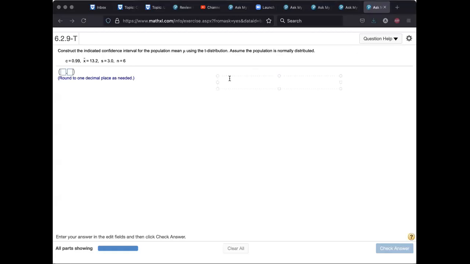Hi, class. Got this question here from Unit 4, Homework 1. It's problem number 9. Basically, what this asks you to do is to create a confidence interval around the population mean using the t-distribution for the given information right here.